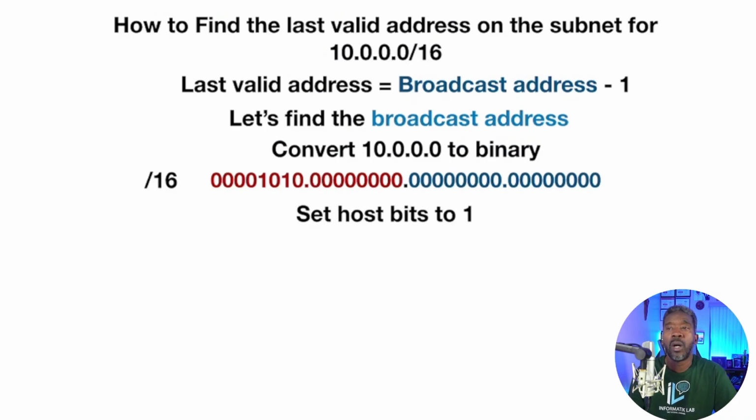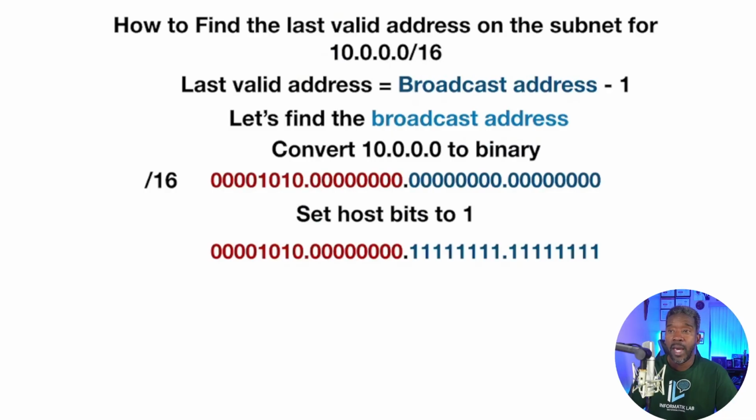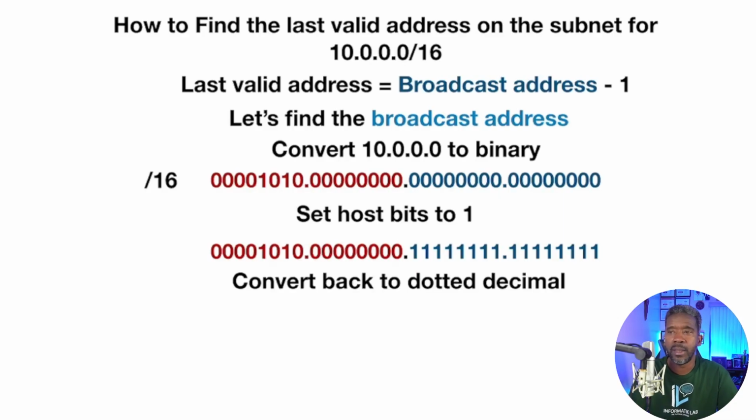So now we will need to set the host bits to 1. That's actually the formula to find the broadcast address. When we set the host bits to 1, this is what we have. We still have the network portion intact, and in the host portion we turn all the host bits to 1, because it's /16: 16 bits for the network portion and 16 for the host portion. Now we need to convert it back to dotted decimal.